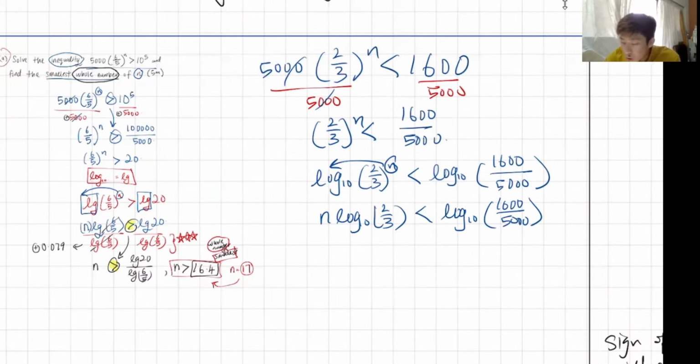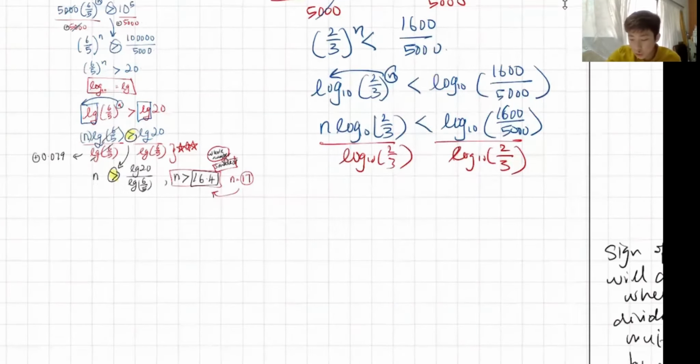So what we do, since it's just given us value, it's not unknown, we should use 1,600 divided by 5,000, type in the calculator. You get one value. Then you log base 10 of that answer, to get this answer here. So now what I do is I'm going to divide both sides with log base 10 of 2 over 3.